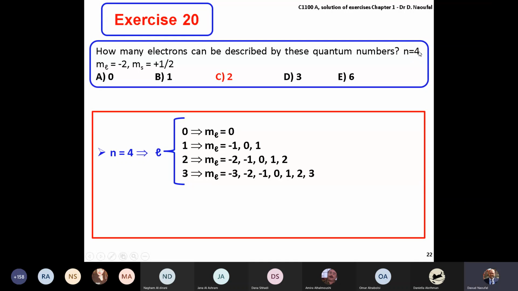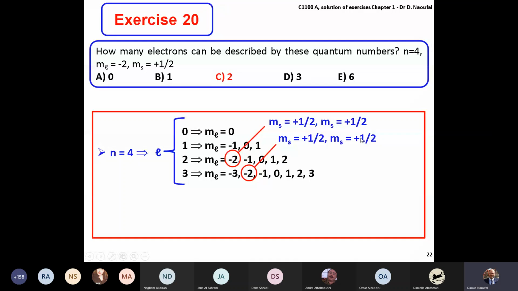He gave us n, ml and ms. In this case, we have ml minus 2. And ml minus 2 is the room of 2 electrons, where the first has ms plus half. We have to correct. The second has ms minus half. Okay? And for the second, ml minus 2, we have ms plus half and ms equal, we correct, minus half.